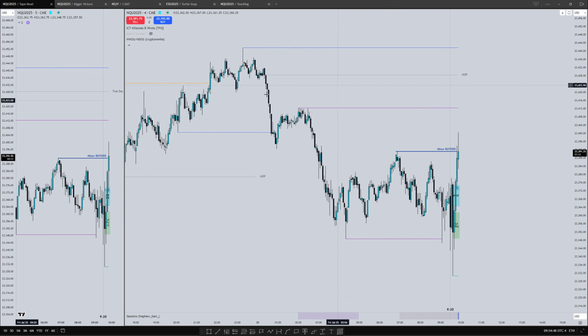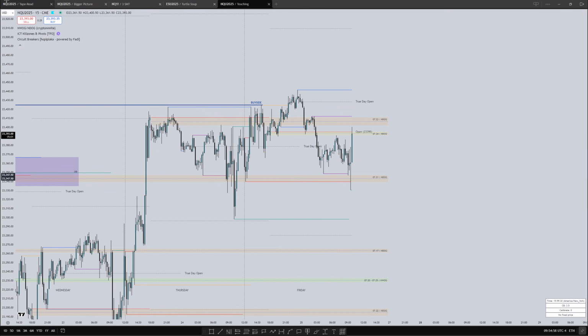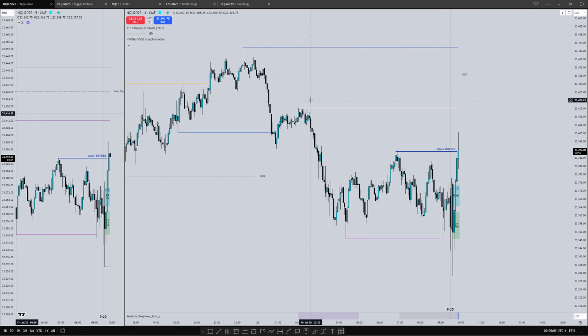I'm liking Asian high. I can see the original consolidation in here pretty cleanly, for the most part. It's not looking too bad. We got a new week opening gap up there as well. So we'll see.